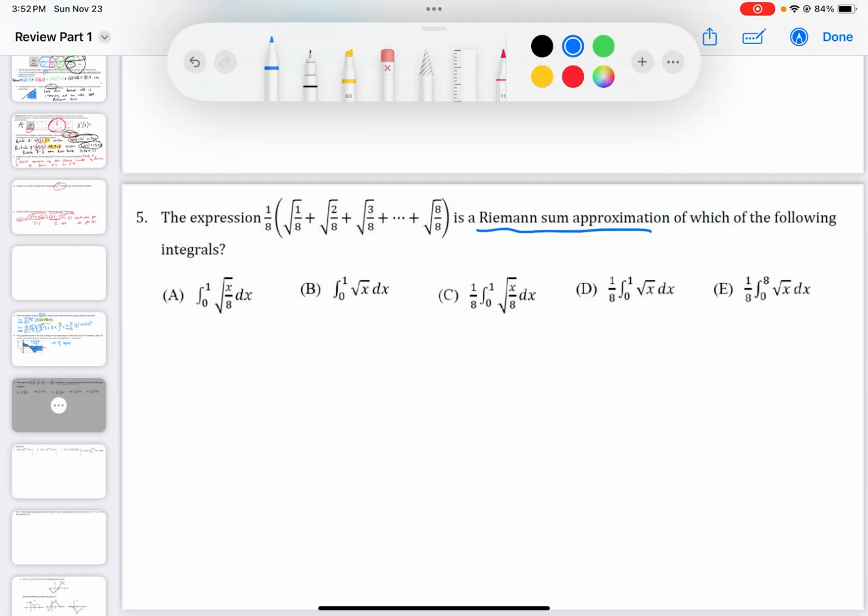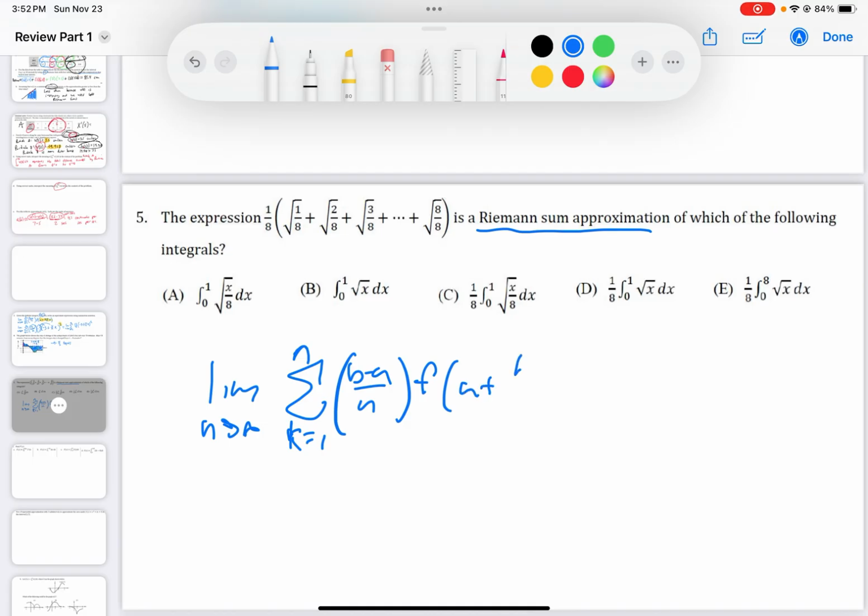So it's not quite the limit as n goes to infinity, summation, k starts at 1 and goes to infinity. It's not quite that, right? Function value at a plus b minus a over n k, because there's not an infinite number of them. This doesn't say n over 8. It's just there are 8 of them. So this is a Riemann sum approximation.